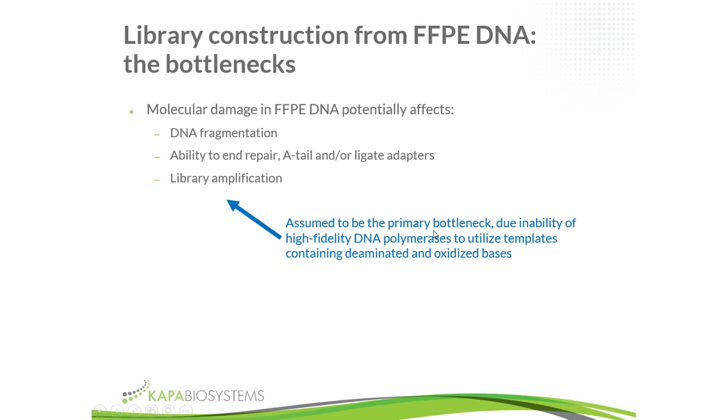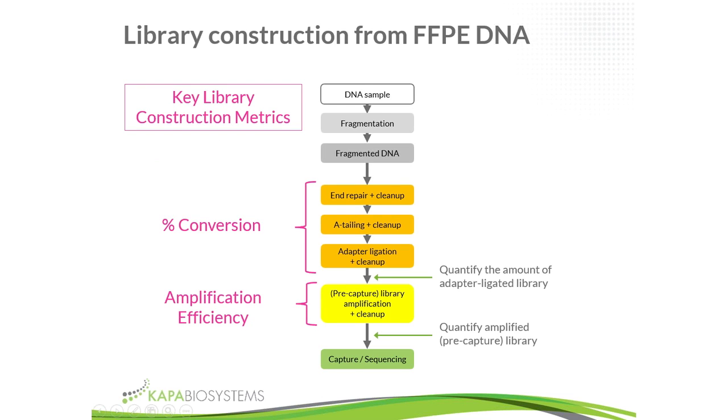And we always assume this to be one of the primary bottlenecks because we know that FFPE DNA contains a fairly large percentage of deaminated and oxidized bases, and those templates that contain these oxidized and deaminated bases are not utilizable by high fidelity enzymes that are used for library amplification. So we know, for instance, our KAPA HiFi enzyme, which has become the gold standard for library amplification, cannot amplify DNA that has a large degree of deaminated and oxidized bases. And so again, with collaborators, we set out to look at a bunch of data sets, and we extensively used our library quantification assay to define two key metrics.